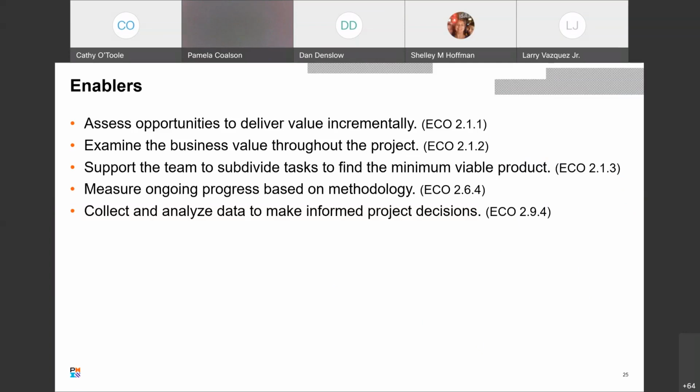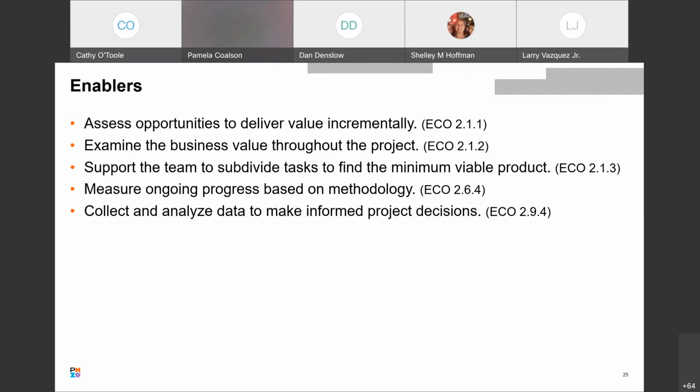I don't know how many of you in what you do on a daily basis hear about the MVP, but what I do, it's on a daily basis. Everybody's trying to find the minimal viable product that can be delivered to carry the business forward for whatever we're trying to deliver in the marketplace. Also, measure ongoing progress based on methodology, and collect and analyze data to make informed project decisions.